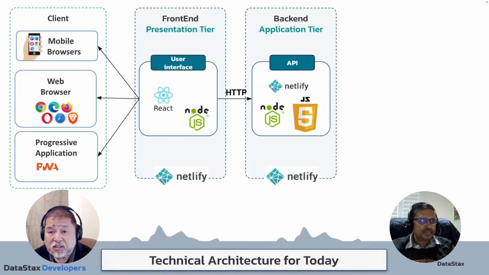So the back end is going to use Jamstack using Netlify. And underneath it, we have Node.js and JavaScript. And while we won't be writing the Node.js code or the JavaScript code for Netlify, we will take a look at the Netlify functions that get deployed as a part of this app.